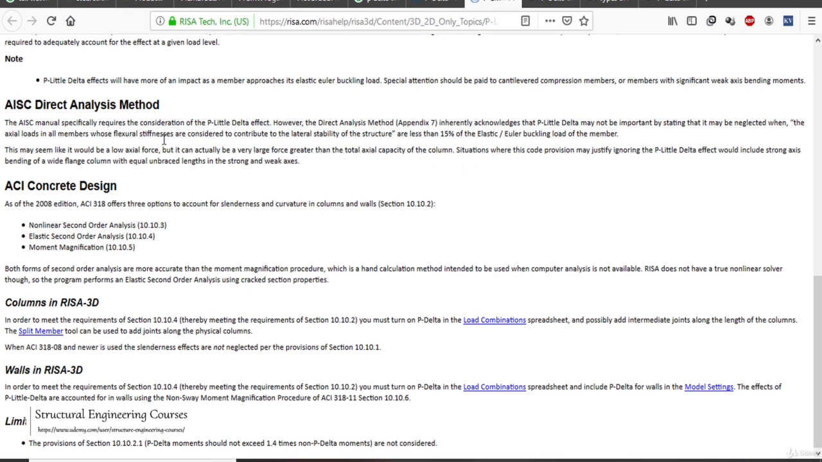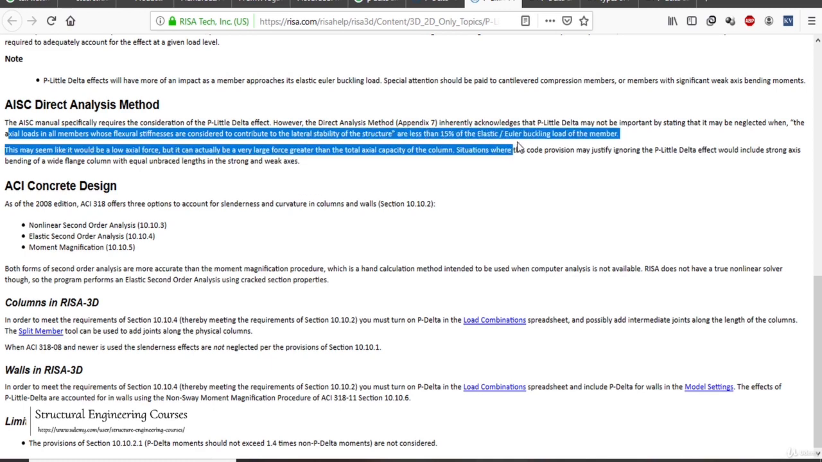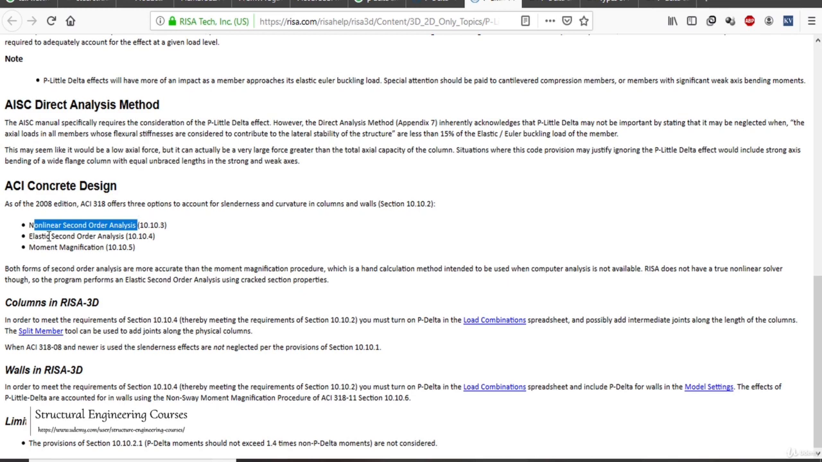And this was also a very important thing, that is, the AISC direct analysis method. So the AISC manual specifically requires the consideration of the P little delta effect. However, the direct analysis method that I had already explained to you in the previous lecture inherently acknowledges that P little delta may not be important, by stating that it may be neglected when the axial load in all members whose flexural stiffnesses are considered to contribute to the lateral stability of the structure is less than 15% of the elastic or Euler buckling load of the member. Again, ACI concrete design also considers nonlinear second order analysis, elastic second order analysis, and the moment magnification method.